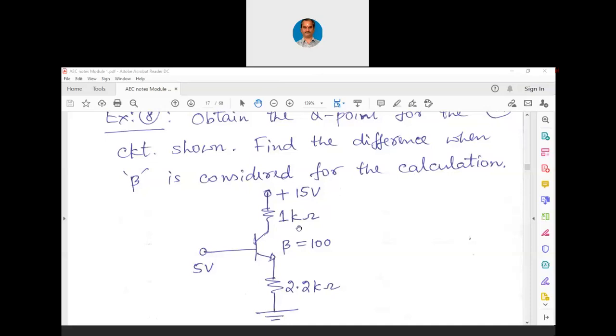The formula for VCE is total voltage VCC, that is 15 volts, VCC minus IC into RC plus RE. When we approximate IC and IE together, the same current is flowing through this. So, you find out IE and then substitute 1 kilo ohm into IE plus 2.2 kilo ohms into IE, that will be the drop across these two resistors. 15 minus that value is going to give you VCE. Any answers?